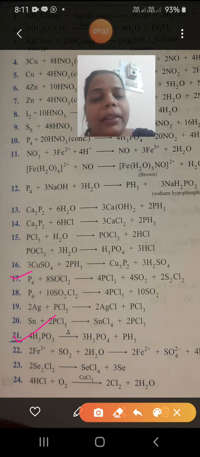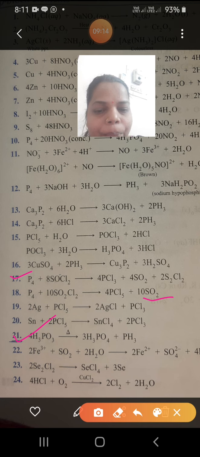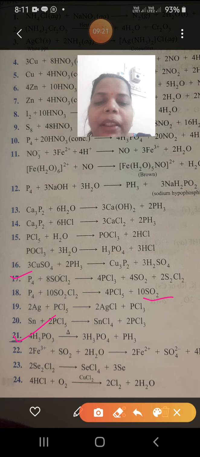The very next equation, equation number 22, is also very important. What happens when Fe3 plus salt is reacting with sulfur dioxide? This is also a question of NCERT. Okay, so this is very important. Equation number 24 is there. Here HCl is reacting with oxygen in presence of CuCl2, and what happens? Then chlorine gas is formed and water is the byproduct.